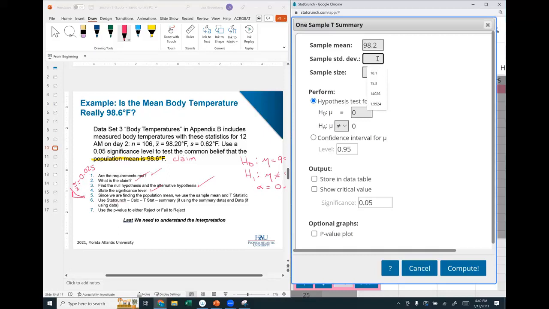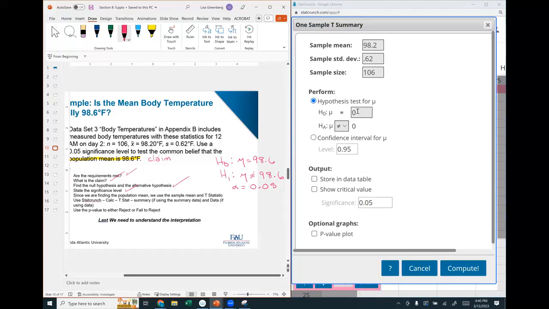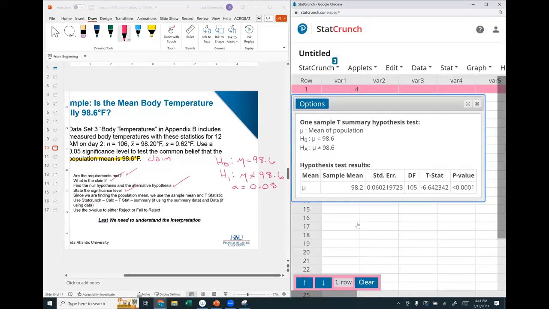All right, 0.62. Our sample size is 106. We are going to use a hypothesis test where mu is equal to 98.6 or not equal to 98.6. And we're going to hit compute.